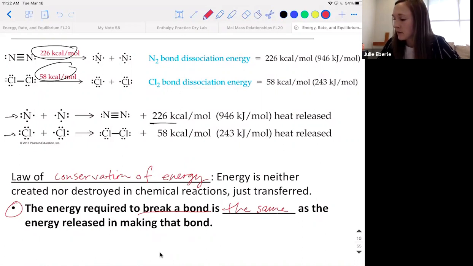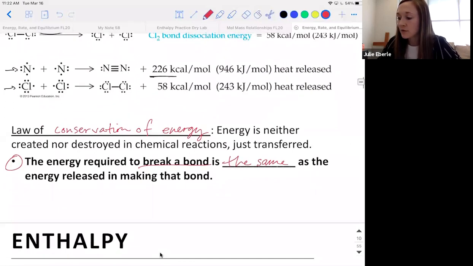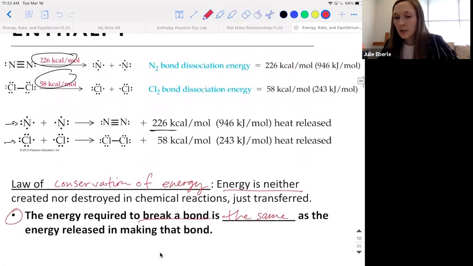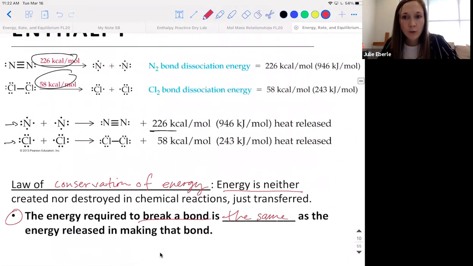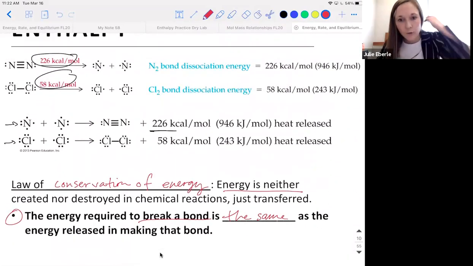My apologies. All right, anyways, law of conservation of energy. Energy is neither created nor destroyed in chemical reactions. It's just transferred between bonds or released as heat, things like that. Questions so far? We're going to do some practice problems now, so grab a calculator and a sheet of paper. We're going to do some poll questions after that.